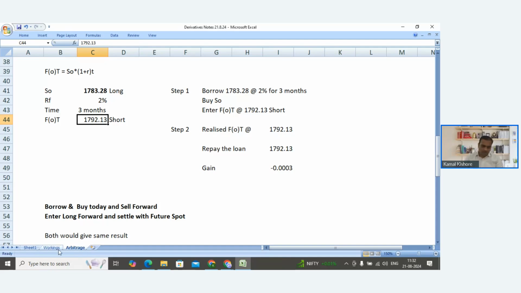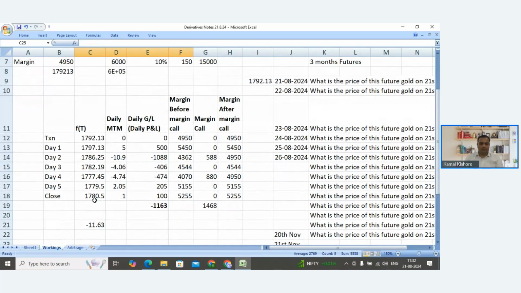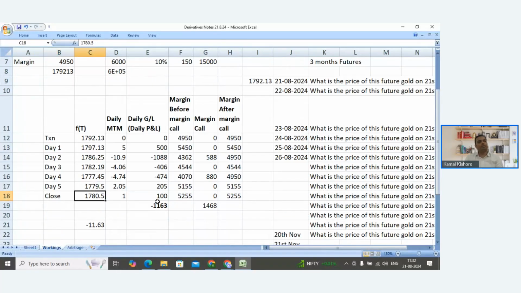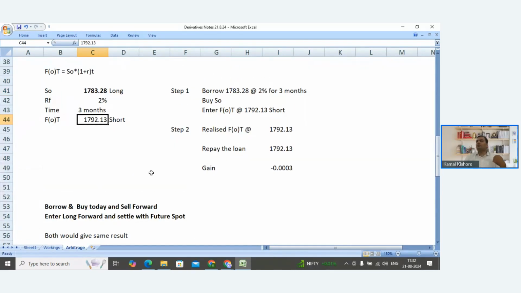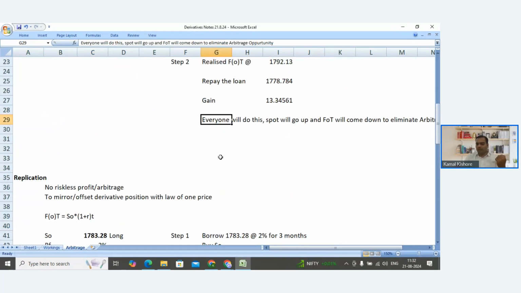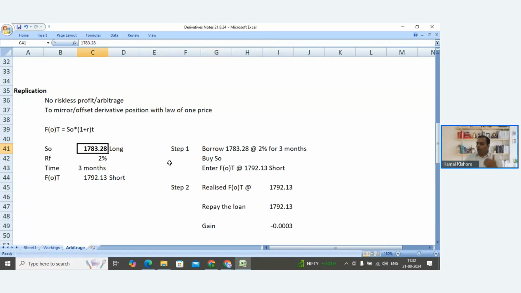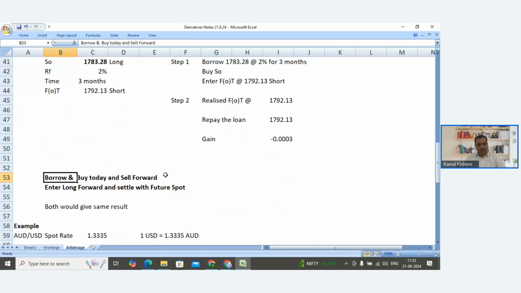But what happens, for example, in this example, we expected the forward price to be 1792.13, but what it turned out to be was 1780.5. So that is where practically the difference will be. But arbitrage gain or loss will be eliminated by your economics concept, right? If you have the gain, everyone will do this, then the numbers will align in such a way that you will not be able to make that gain or loss. This is one way of replicating, wherein you are borrowing today and investing, and selling short in the derivative market. Borrow and buy today and sell forward.